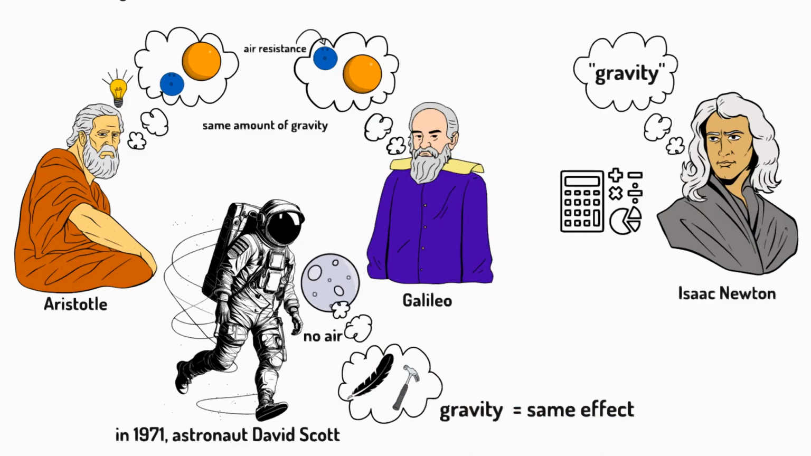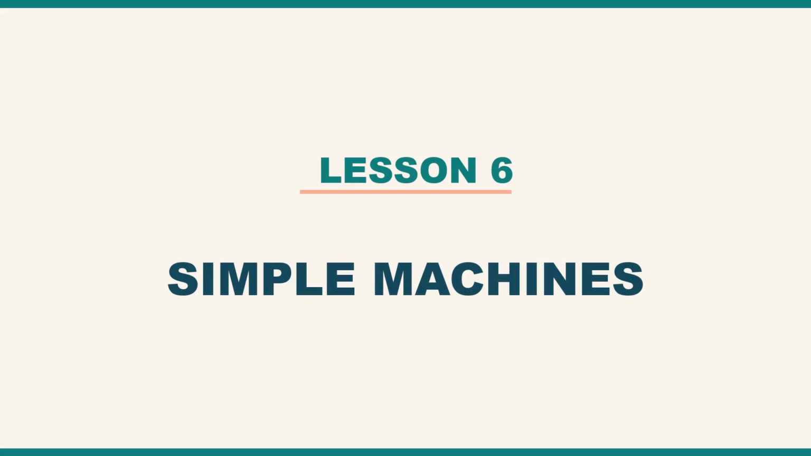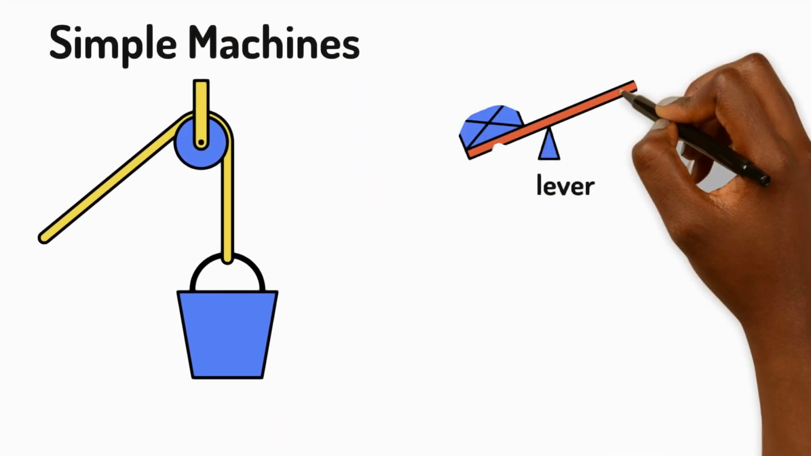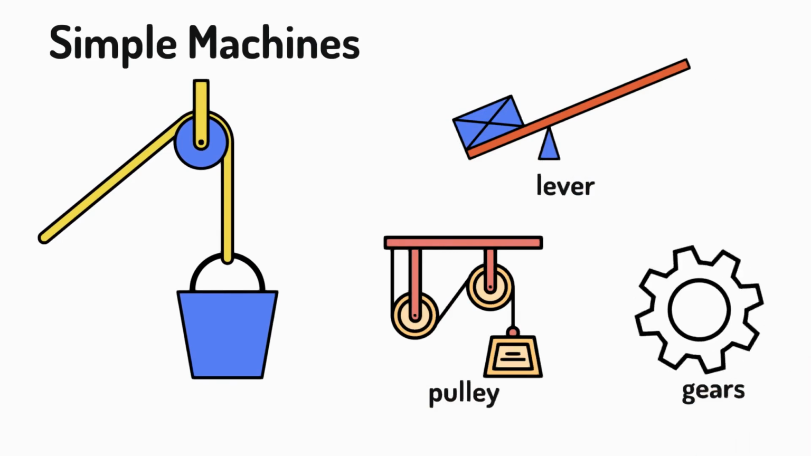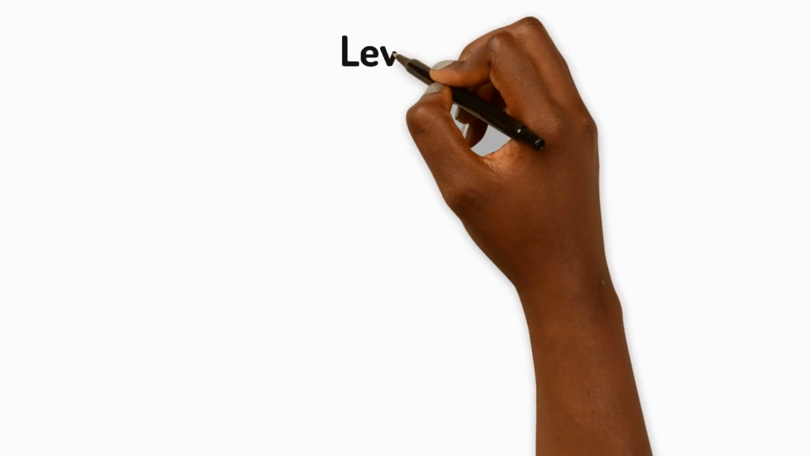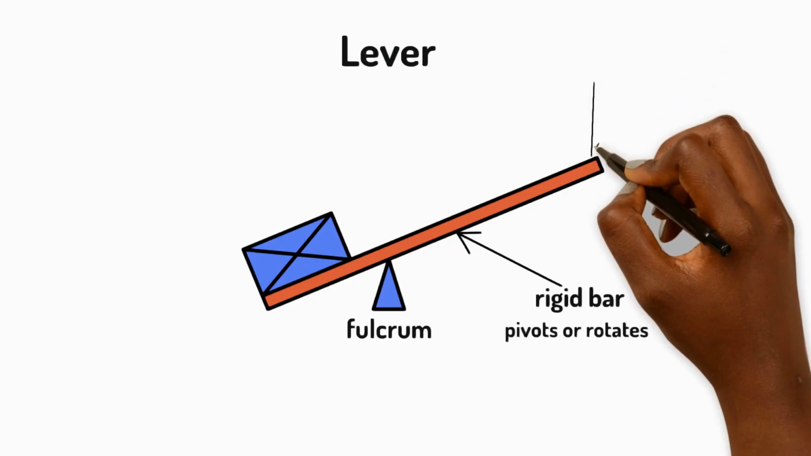What are simple machines? Simple machines like levers, pulleys, and gears make it easier to lift or move heavy things using less muscle effort. Levers consist of a rigid bar that pivots or rotates around a fixed point called a fulcrum. With the right positioning, a little push down in one place, we call this an effort, allows a heavy load to be lifted up elsewhere.